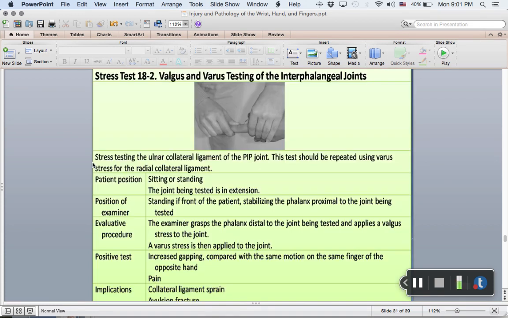So again, this image shows them doing valgus varus at the PIP joint. Also be aware, just because they have pain right along that joint doesn't mean that they haven't fractured elsewhere. So a lot of times a long bone compression might be positive for pain because you are putting pressure through that joint area.